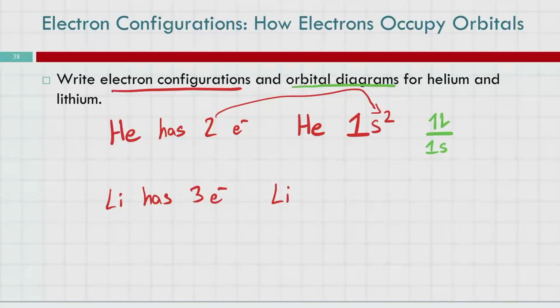So we've got our symbol, Li. What's our first n number? It's 1. Still 1. What's our first letter? S. And that's the only one that we have in n equals 1. n equals 1 only has s. How many electrons can we put into this one shape? We can put 2. All right, cool. We used up 2.